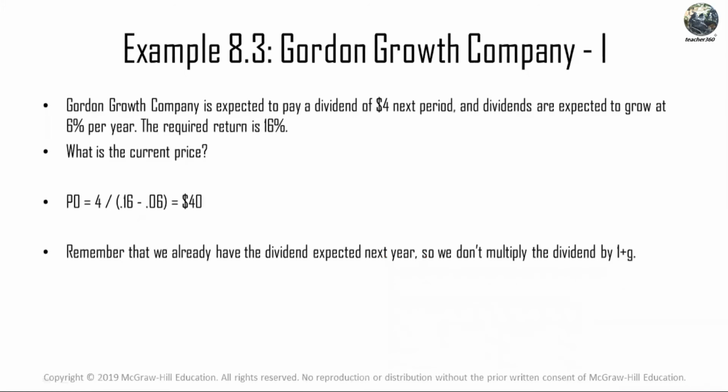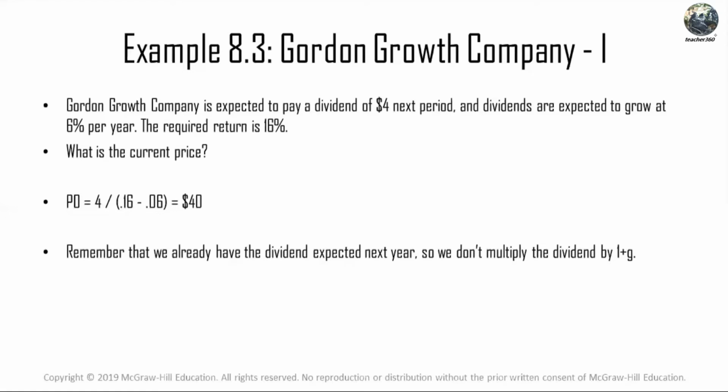Example, Gordon Growth Company 1. Gordon Growth Company is expected to pay a dividend of $4 next period, and dividends are expected to grow at 6% per year. The required return is 16%. What is the current price?